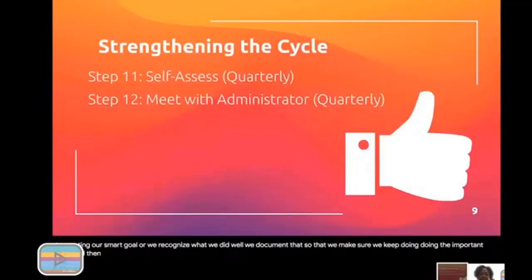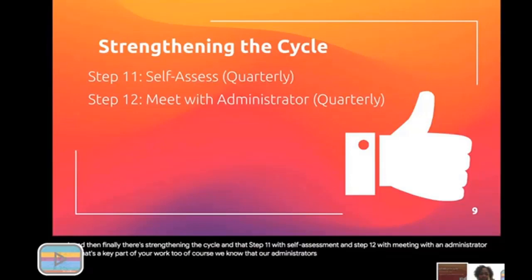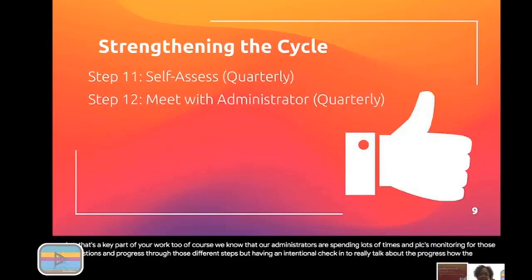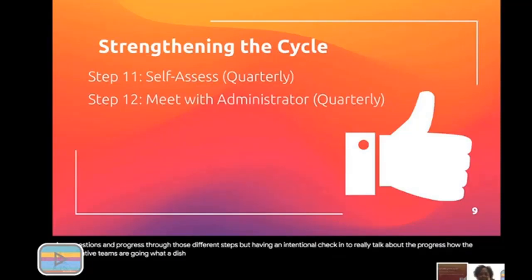And then finally, there's strengthening the cycle, and that's step 11 with self-assessment and step 12 with meeting with an administrator. And so that's a key part of your work too. Of course, we know that our administrators are spending lots of time in PLC monitoring for those 4 questions and progress through those different steps, but having an intentional check-in to really talk about the progress, how the collaborative teams are going, what additional supports are needed. And that's also what step 11 is too.